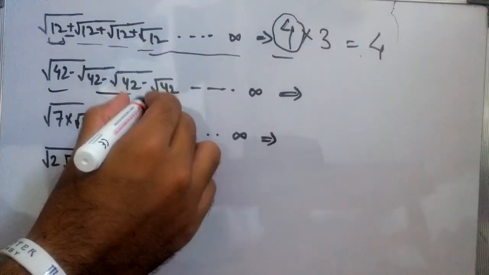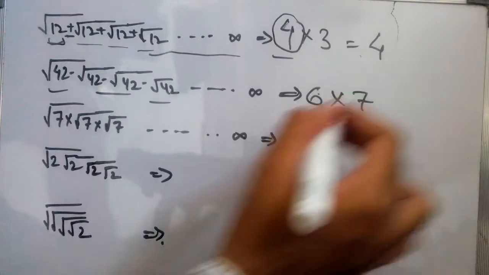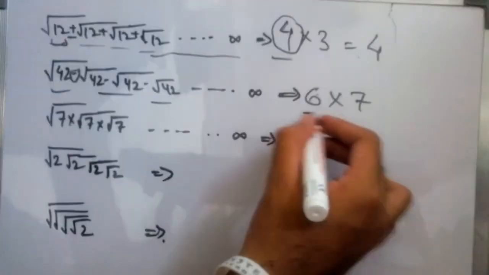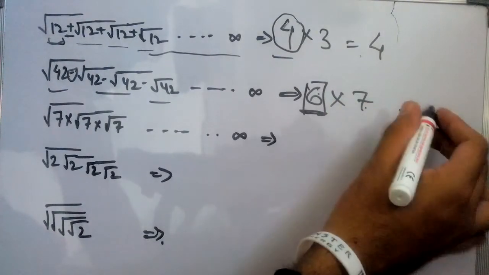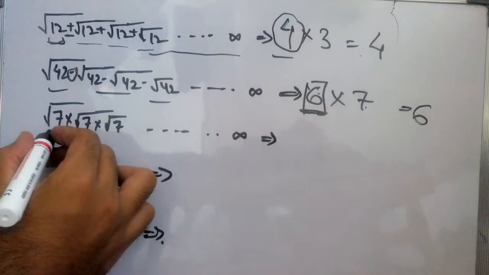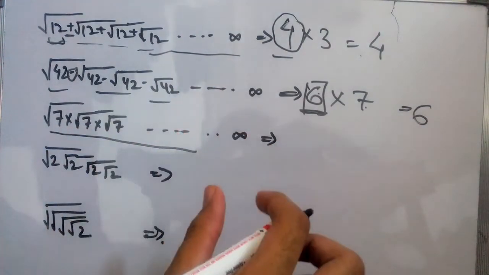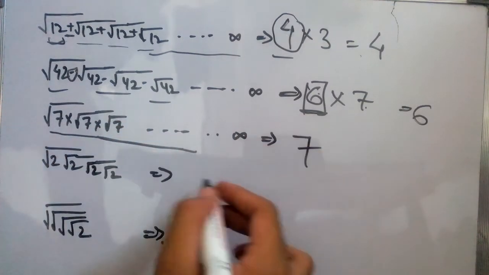In this question again, 42 is 6 cross 7, but as this is a minus sign, the answer would be the smaller digit, meaning 6 and not 7. So here the answer would be 6. Now as this number cannot be broken down into such digits, the answer would be directly 7.